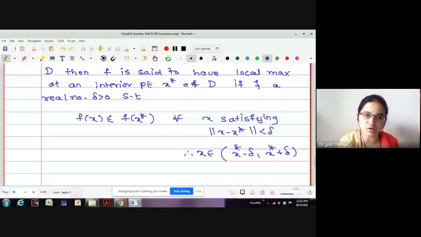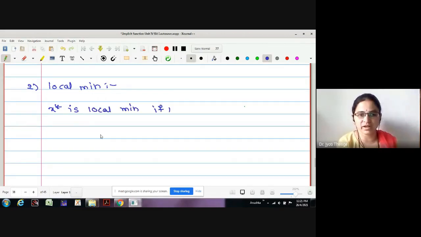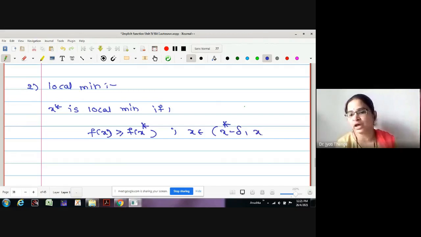Similarly, one can write local minimum. Okay, I will not repeat again. F is a function. Let me write: x star is a local minimum if f of x is greater than or equal to f of x star, again for x belonging to x star minus delta to x star plus delta, a small neighborhood around x star.